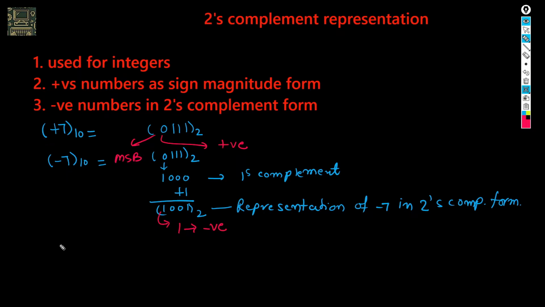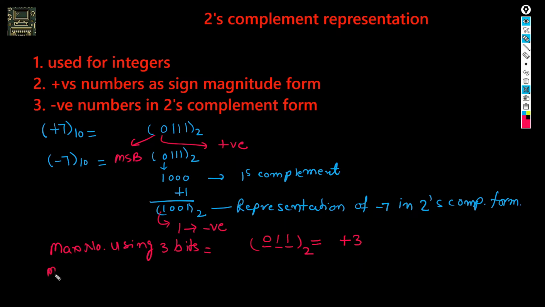Now, what is the maximum number that can be represented using 3 bits? If we talk about the positive number, we have only 3 bits. So these two bits can have a maximum value of 1 and this will be 0 because this is indicating the sign of the number. So what is the magnitude in binary? This is nothing but plus 3.